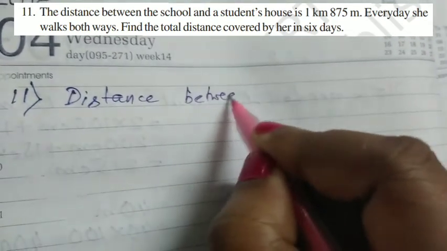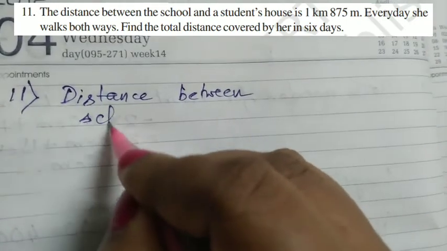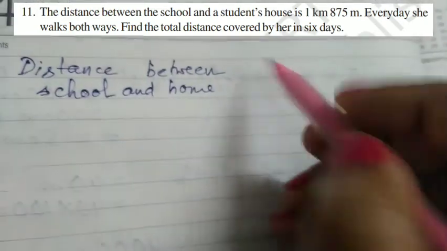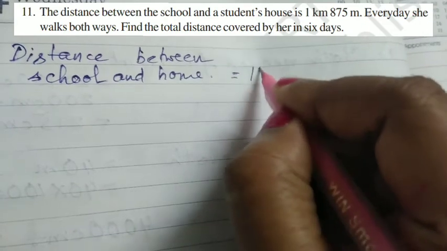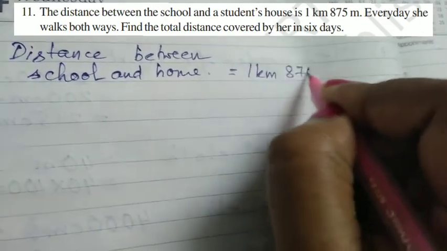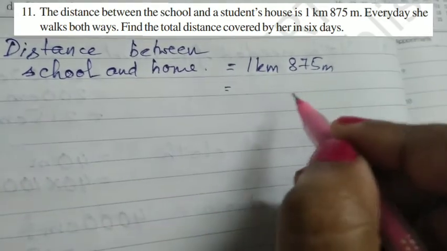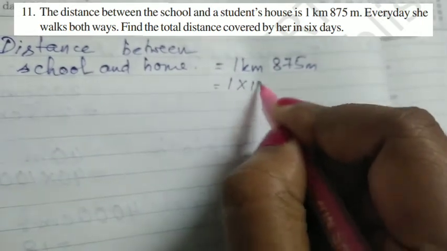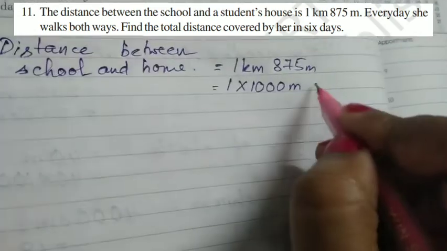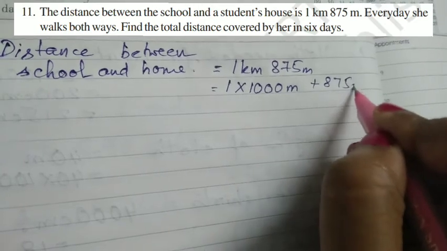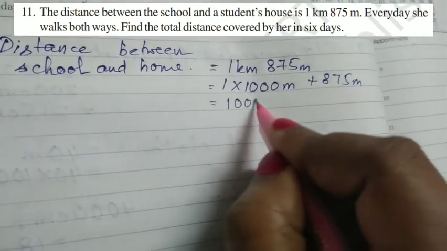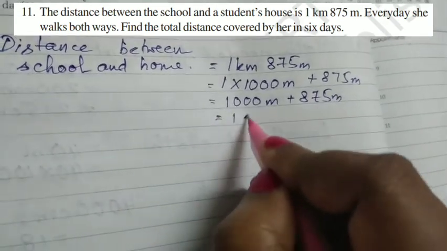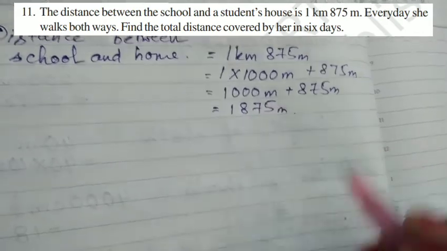between school and home is equal to 1 kilometer 875 meters. So 1 kilometer is how many? 1 kilometer is how many meters? 1000 meters. So 1 into 1000 meter plus 875 meter. So 1000 meter plus 875 meter is equal to 1875 meters.